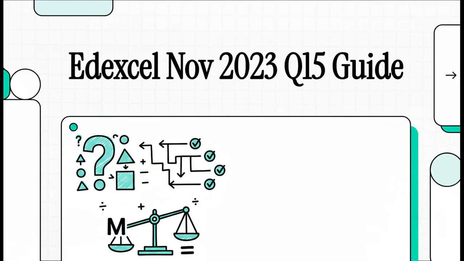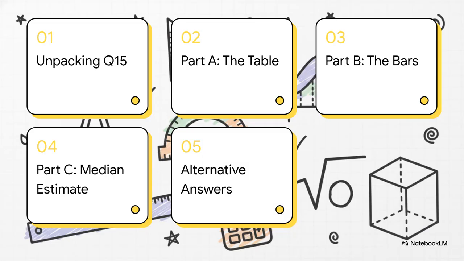Welcome to this explainer. Today, we are diving straight into question 15 from the November 2023 Edexcel Higher Tier Paper 2. We're going to completely decode it, walk through the exact workings, and list every single possible accepted answer directly from the official mark scheme. Here's our quick roadmap for today. Unpacking question 15, Part A on completing the table, Part B for drawing the bars, Part C on estimating the median, and we'll wrap up with the alternative valid answers.